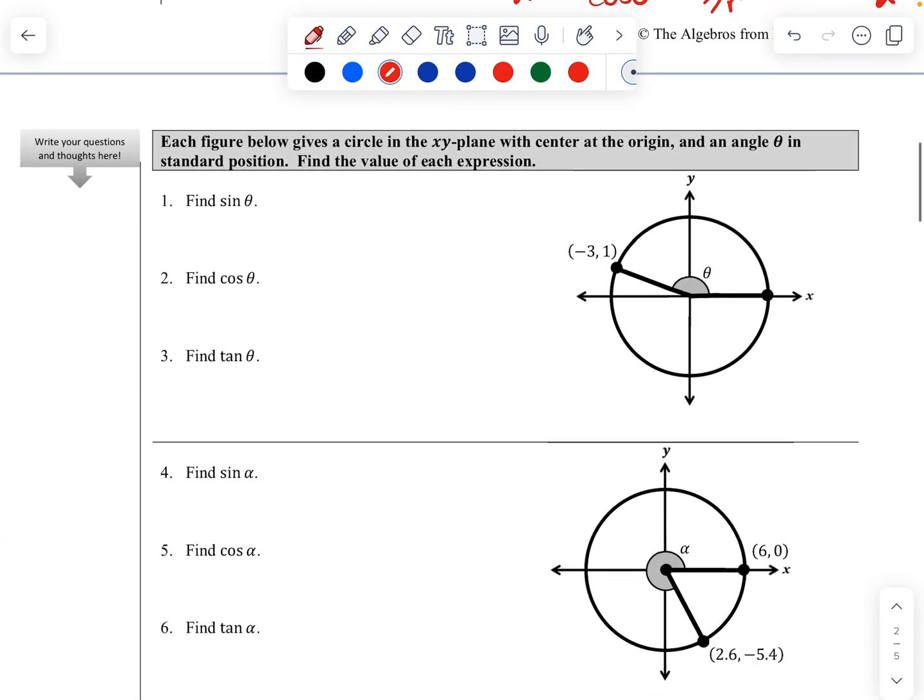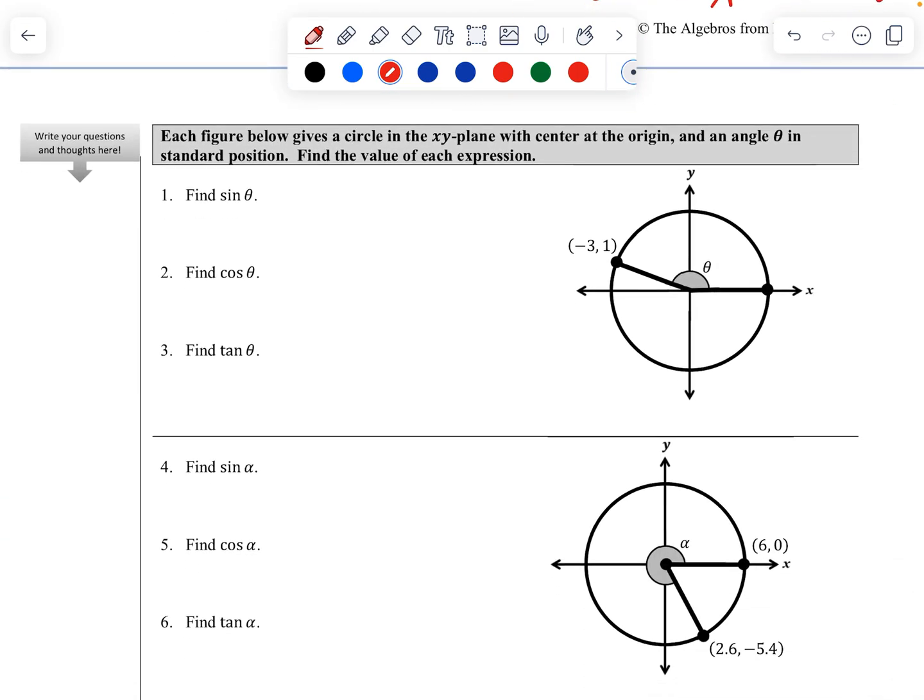Okay, so on this next page, we're going to take a look at how each figure gives a circle in the xy plane with the center at the origin and an angle in standard position. Find the value of each expression. All right, so the sine of theta. What we can do is drop this down and make an angle here. So this is -3 and up 1. Well, what is our radius? What theorem can we use?